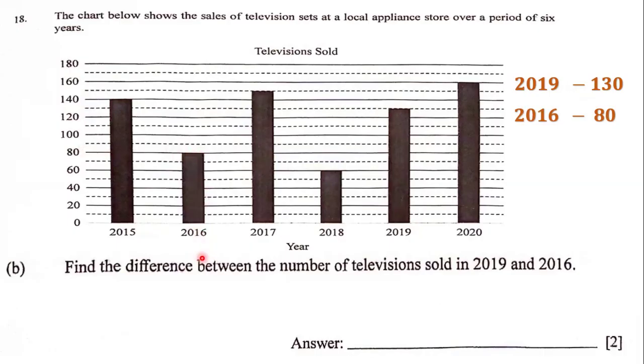So we have that the difference is going to be 130 minus 80, and 130 minus 80 is definitely 50. And so that means that the difference between the number of televisions sold in 2019 and 2016 is 50.